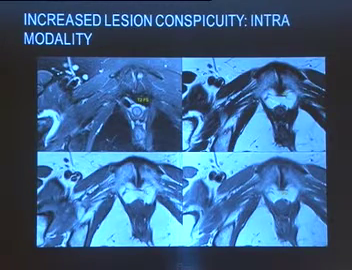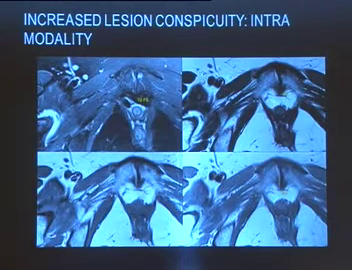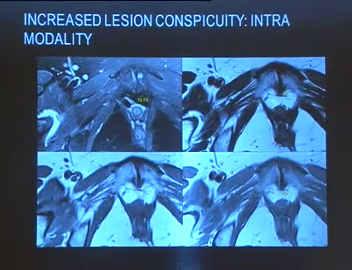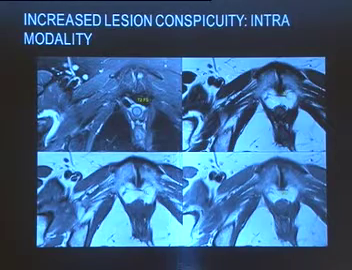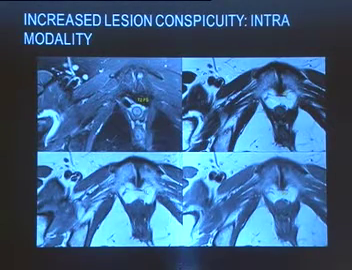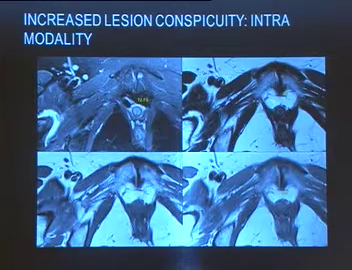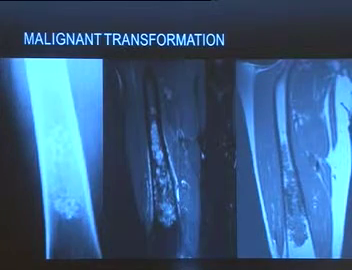So using various MR sequences, one can make certain lesions more conspicuous, and that conspicuity is dependent upon the biology of the lesion itself. Does it contain water? Is it sclerotic? Does it contain cells? Does it contain chondroid tissue? And all these things will make a lesion more conspicuous.